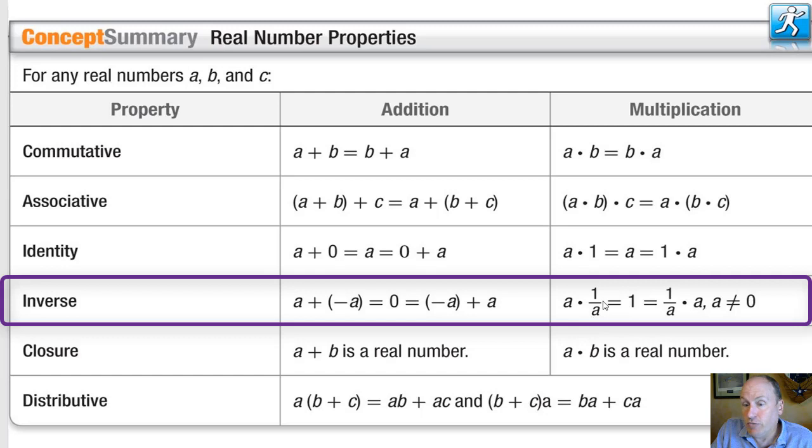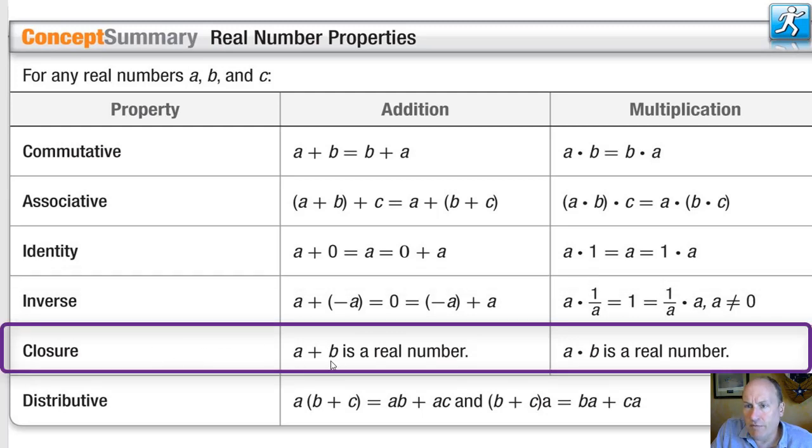For multiplication, we actually have to multiply by the reciprocal. If we have a number a, we multiply it by its reciprocal 1 over a. We get that identity for multiplication, which is 1. These are crucial because this is how we're going to help solve algebraic equations and inequalities.